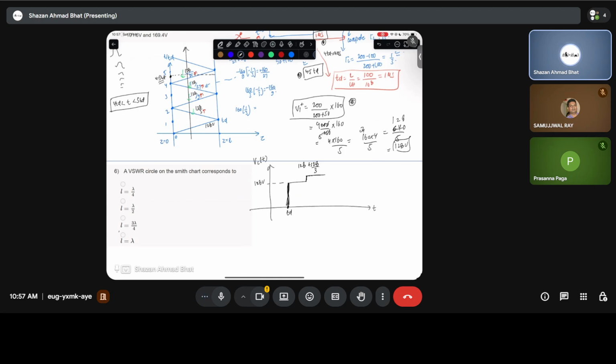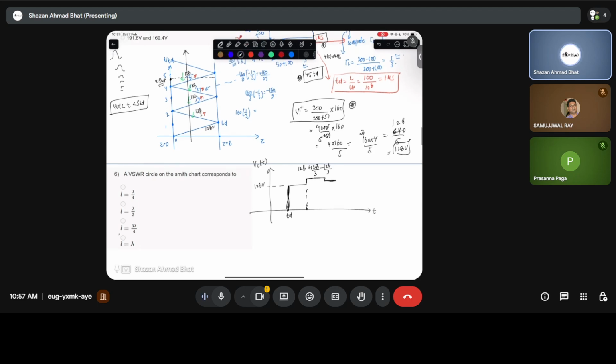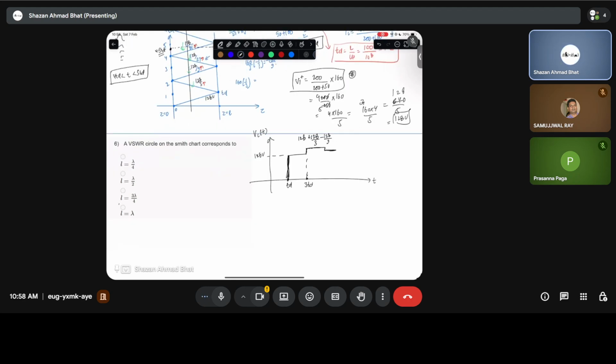It'll be increased. Then it is minus 128 divided by 9, so it'll be slightly reduced. So this is basically 3TD. No, I'm just, this is what, 128 divided by, so this is not, yeah, this is 128. So this is 3TD. This is at the load end.